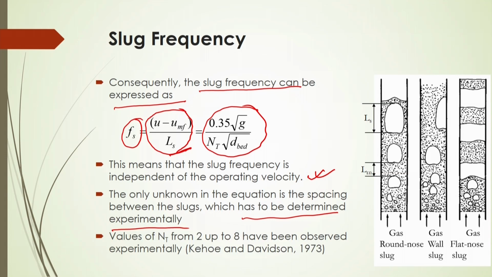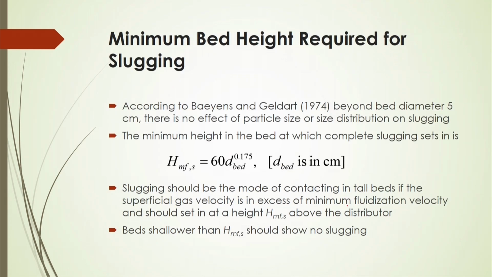Now, values of NT generally vary from 2 up to 8, and this was observed experimentally by Keairns and Davidson 1973. Now, what should be the minimum bed height required for this slugging? Of course, at any height you cannot get this slugging condition. According to Vance and Geldart 1974, beyond bed diameters of 5 centimeters, there is no effect of particle size or size distribution on slugging.